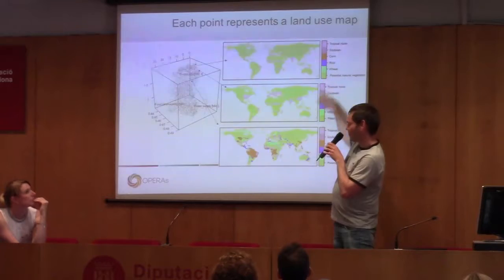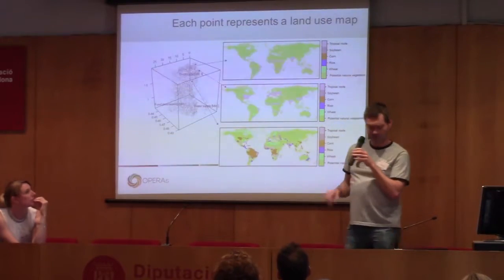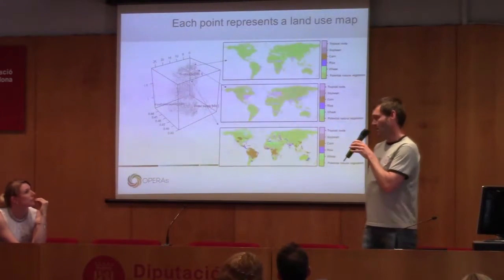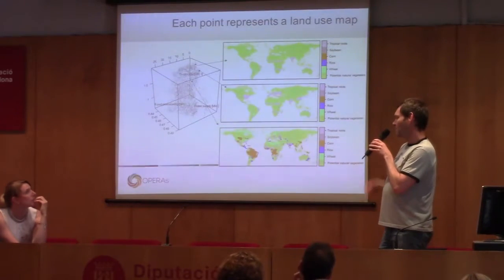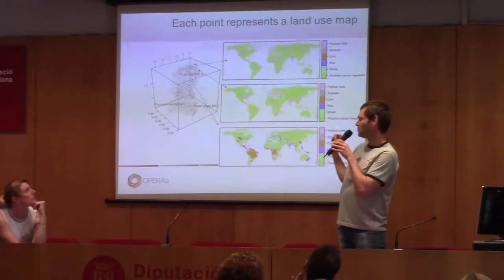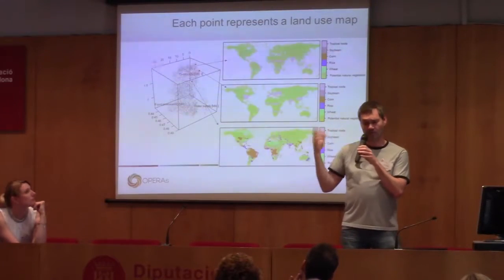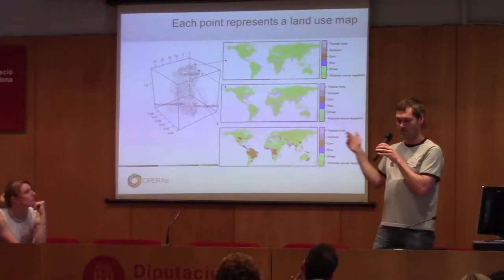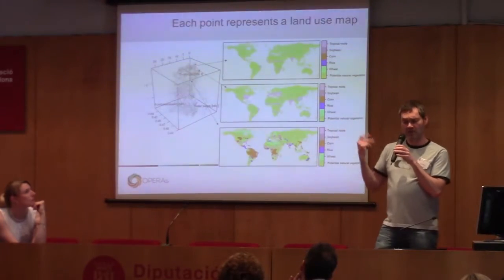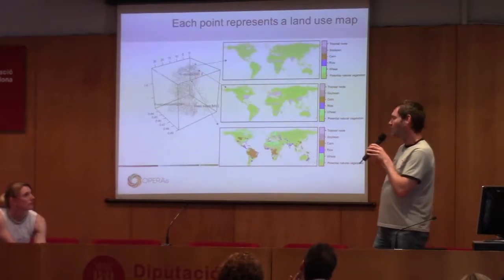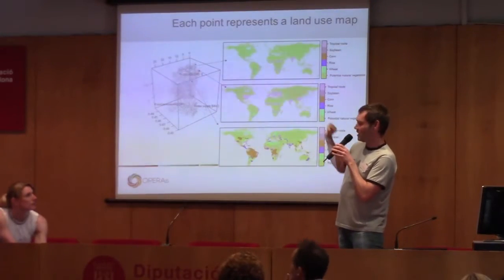So these are just 3 examples, but in total it's around 4,096 different points that build up that Pareto frontier. Each of the points represents a land use map. And each land use map, of course, in principle represents 3 different ecosystem service maps, which are then aggregated to create points.